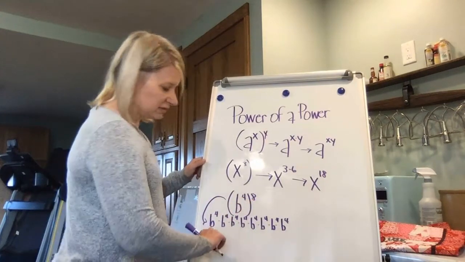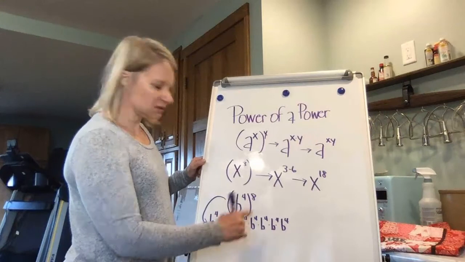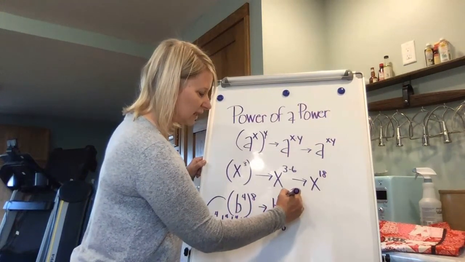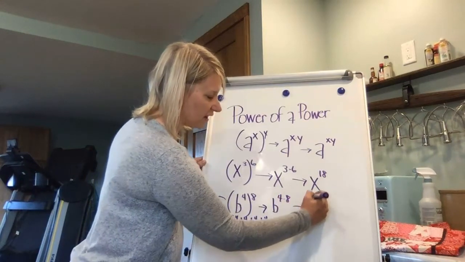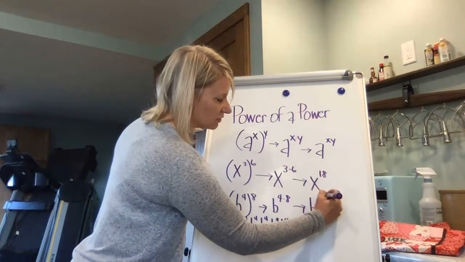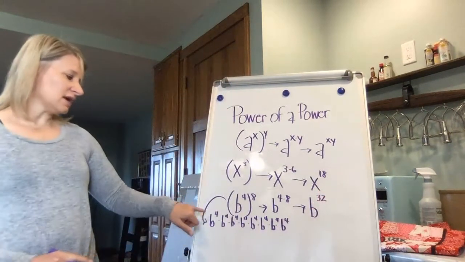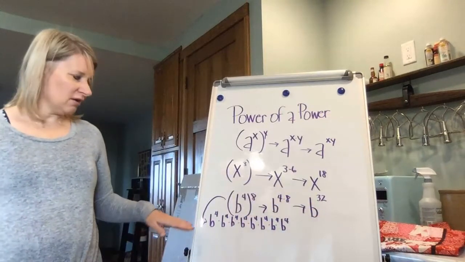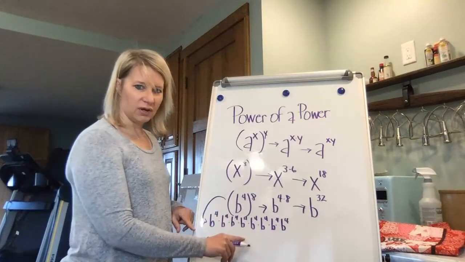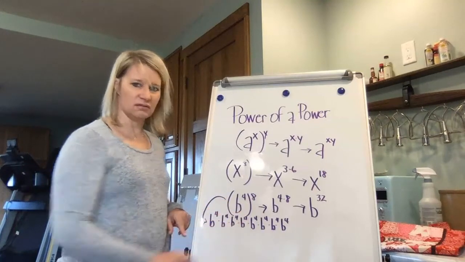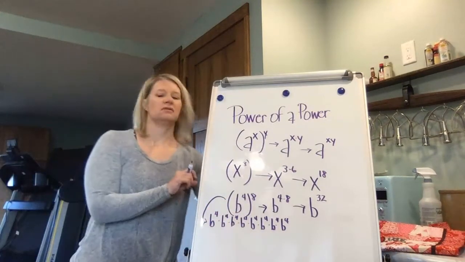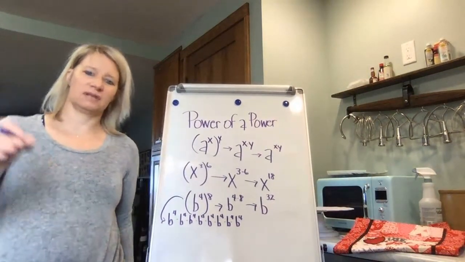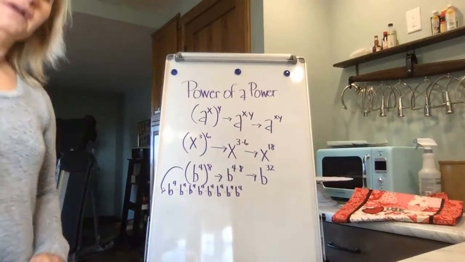But rather than writing all this out, nobody wants to do that, right? So we're going to say it's b to the 4 times 8, and then we're going to finish simplifying that, so it's b to the 32nd. If I would add all these up, I would get 32. But this shortens our work. It saves us some work, so we don't have to do this. Let me scoot this back a little bit so you can see it better. Maybe move this down a little bit.